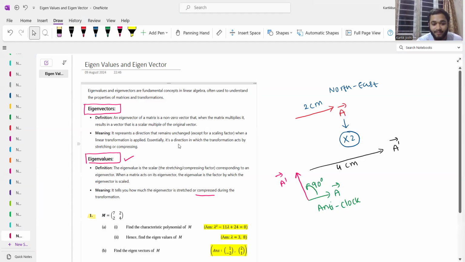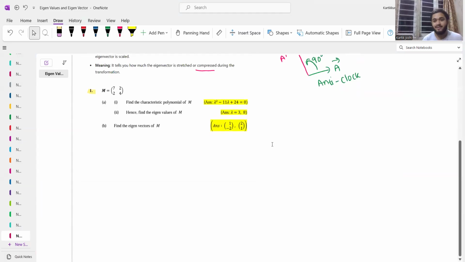Let's have one example so that we can understand this concept very well. This is the first example. I'm going to get the answers A and B. Here are two sub-questions, A1 and A2. The first question is to find the characteristic polynomial of M. Here is M, our basic matrix. We are going to find the characteristic polynomial. So the first question in our mind is, what is lambda? Lambda is the eigenvalue.